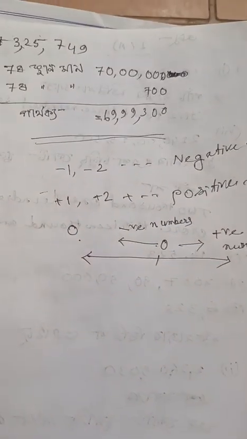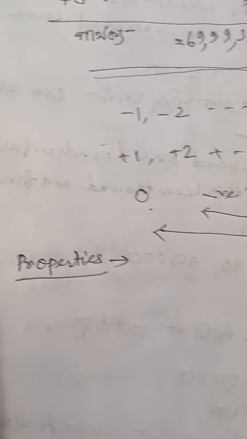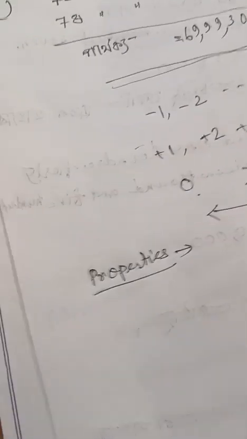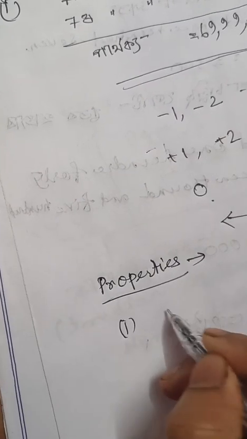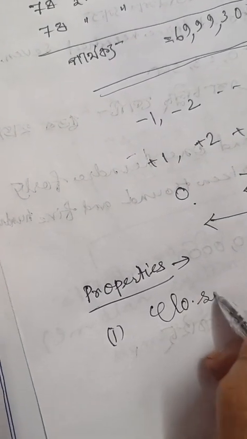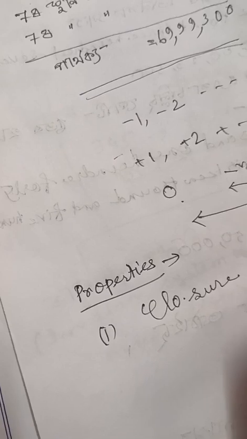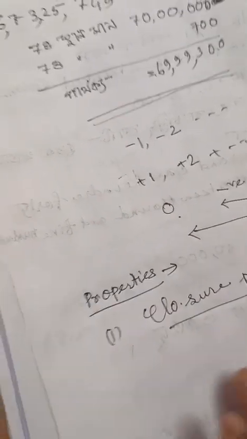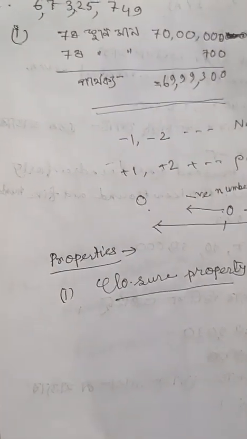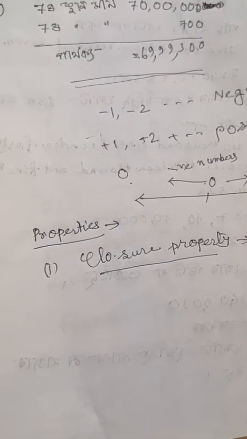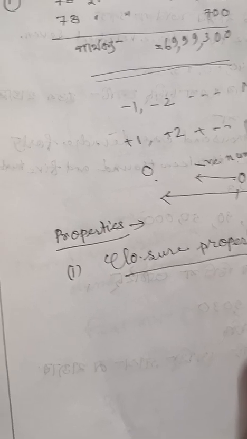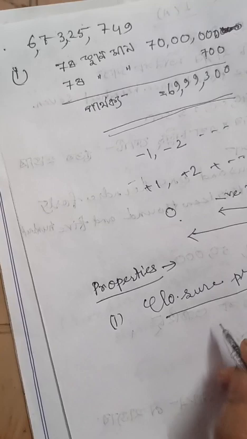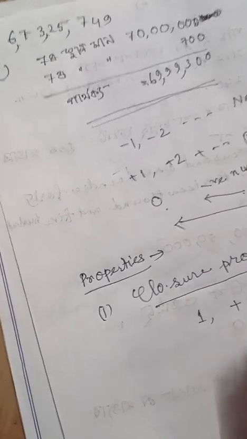Okay student, here we learn the properties of integers. Number 1, closure property. Closure property, that means if the numbers are closed under addition or not. Okay, suppose we take two integers 1 and suppose minus 1.